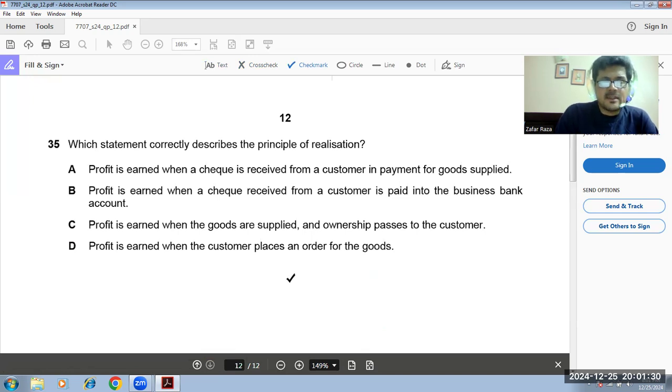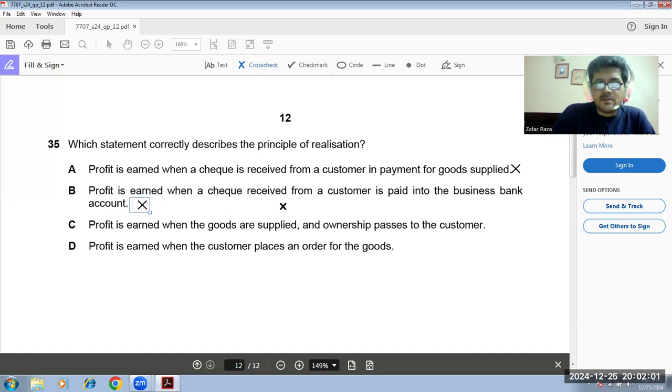Last question. Which statement correctly describes the principle of realization? Profit is earned when a check is received from a customer. Now we are following accrual based accounting. So when we sold goods, we realize the profit, even if we have not yet received the cash. So this could not be the answer. Profit is earned when a check from a customer is paid into the business bank account. Again, the same thing.